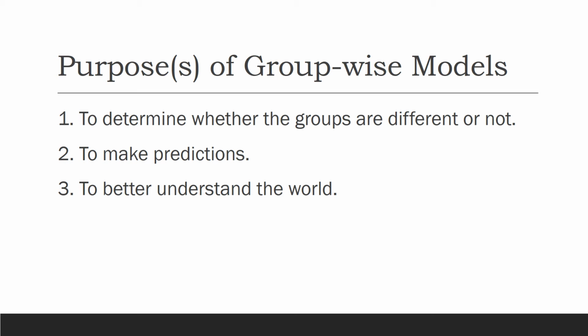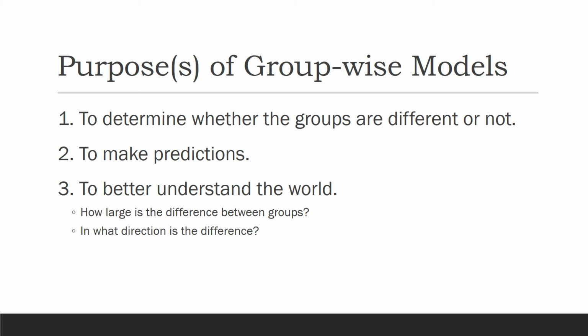And then the other reason that we might be using groupwise models is to try to help us understand phenomena in the natural world. Sometimes it might be helpful to know how large the difference is between two groups, in what direction the difference is, and to try to use that to figure out what it's telling us about the way the world works.